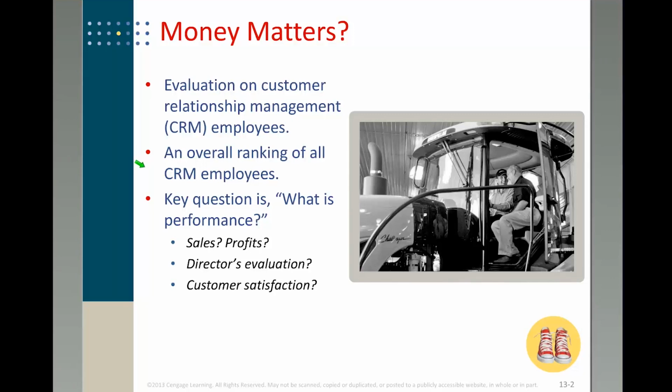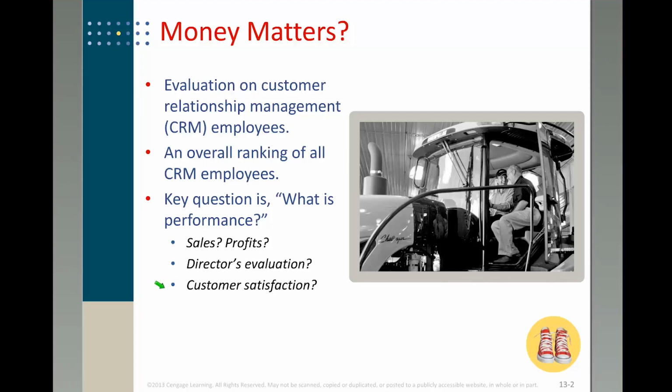And actually, during a senior CRM managers meeting, a few managers came up with several suggestions here. They say it could be sales, right? We're gonna look at the sales of each CRM to determine whether the performance is good or not. Or it could be the director's evaluation, right? The director knows the employee the best. He will be able to tell whether this is a good one, that is a medium one, or that employee is in the bottom 20%.